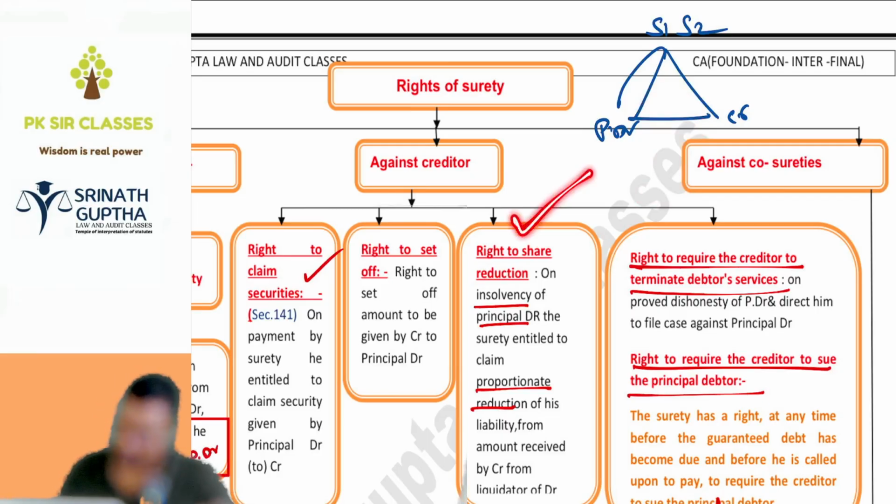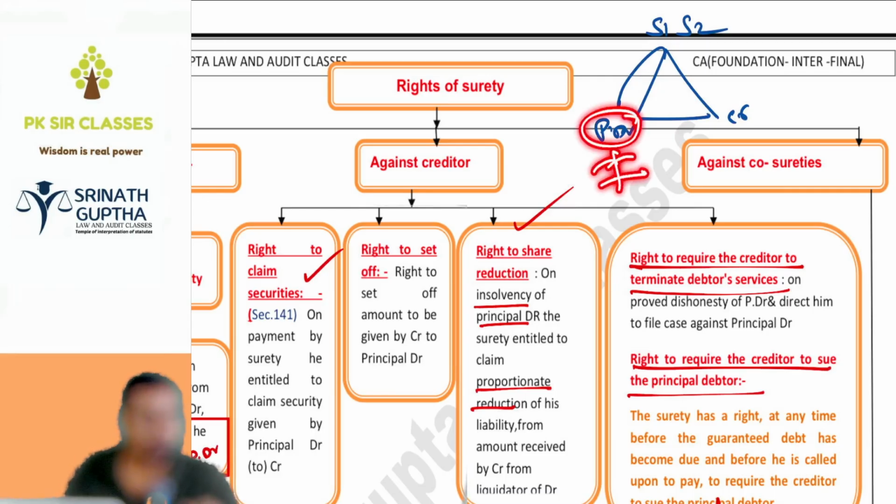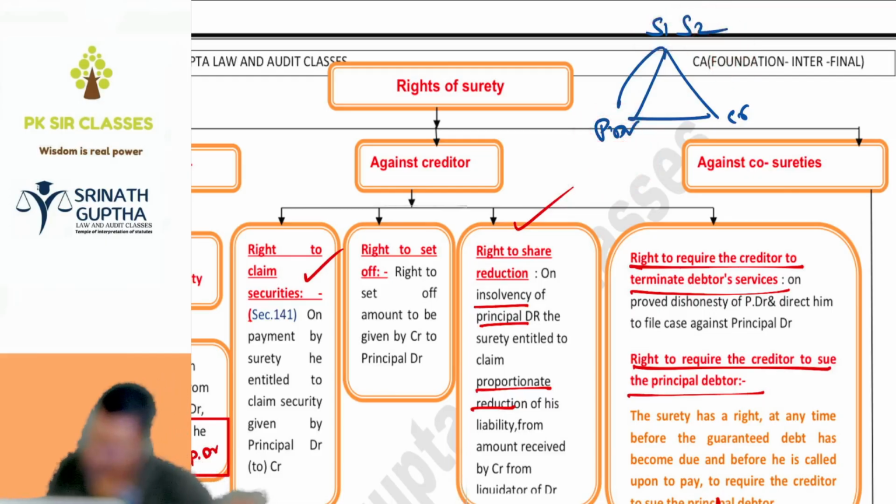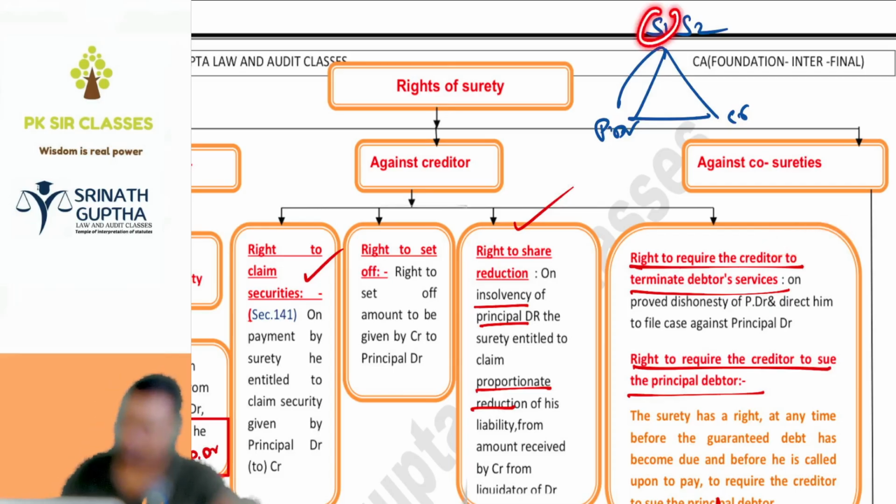And right to get the reduction in the share. If the principal debtor becomes insolvent and from the official receiver we're getting 70%, his liability is reduced by 70% because the receiver already gave, and his liability will be only the remaining 30%. Next, right to require the creditor to terminate the services. The surety can ask the creditor not to give anything subsequently: for past transactions I will be liable, but don't give anything subsequently. And right to require the creditor to sue the principal debtor first. The surety can ask the creditor to first file a case against the principal debtor.